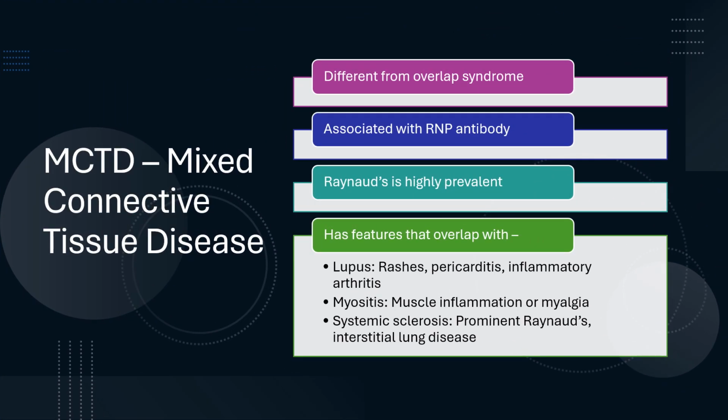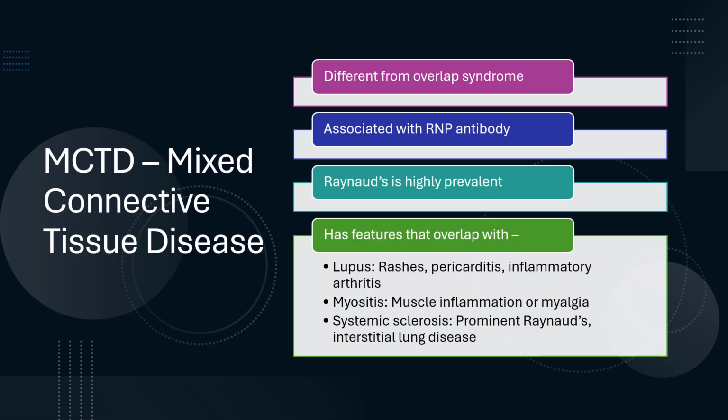The last ANA-associated disease we're going to talk about today is MCTD, or mixed connective tissue disease. I really don't want to spend a lot of time on this disease. This is very rarely seen. I don't usually see this in most of my patients. And recognizing the manifestations of the other ANA-associated diseases will help you with this one.